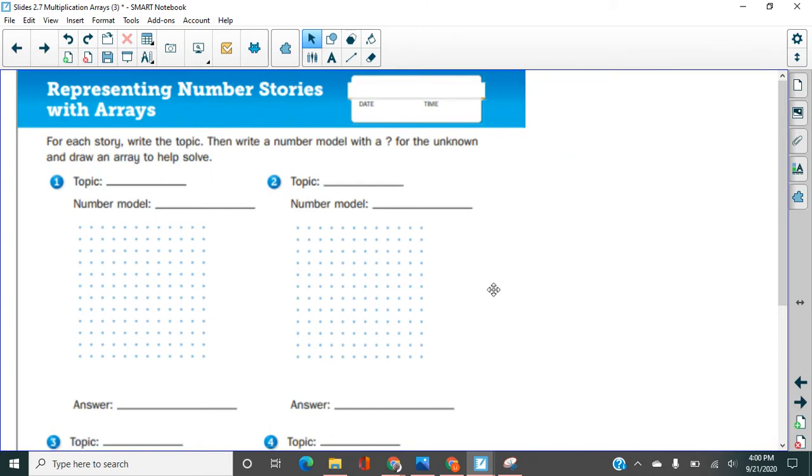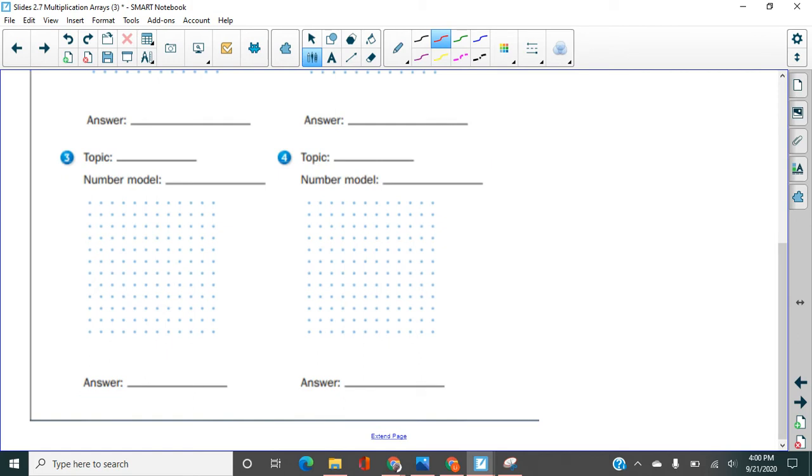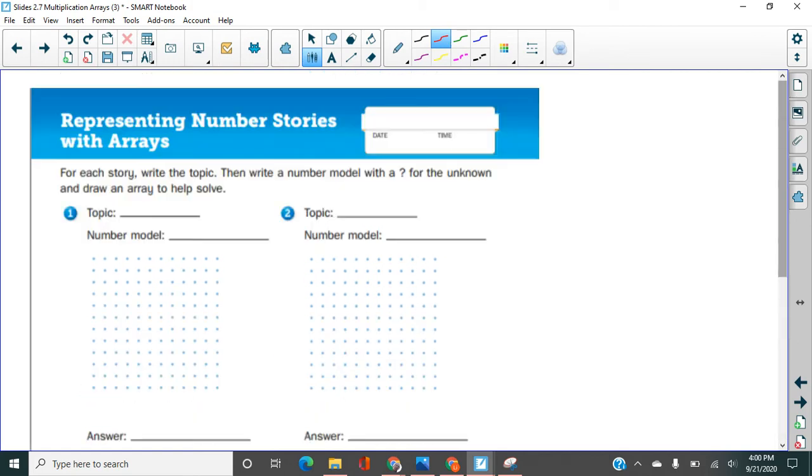So you're going to write this with me. The topic here is crayons. Yeah, computer does not want to play nice today. Crayons. That's the topic. Our number model, 3 groups of 5, is 3 times 5.